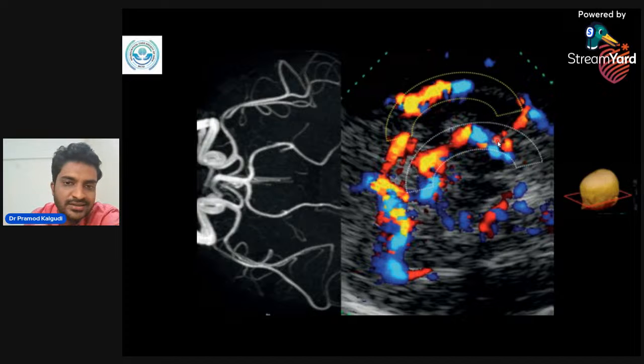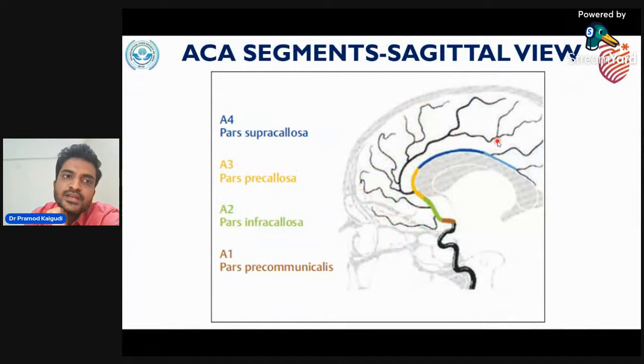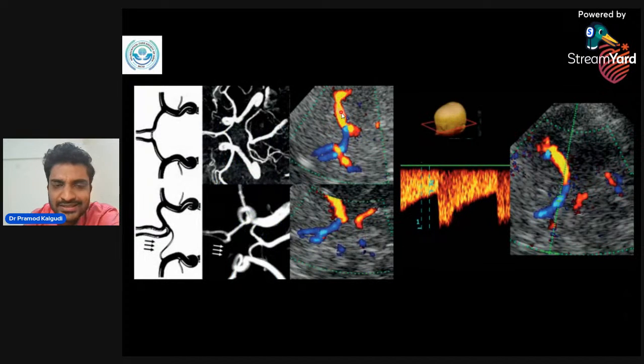We'll look at this later again, the PCA. The ACA segments: you have the pre-communicating segment, that is A1, A2, A3, and A4. So once you know that this is MCA, the first thing after MCA would be your ACA. So the flow of ACA is always away from the probe, so that appears blue. So you put your pulse wave Doppler and measure the velocity, you get an inverted spectrum this way.